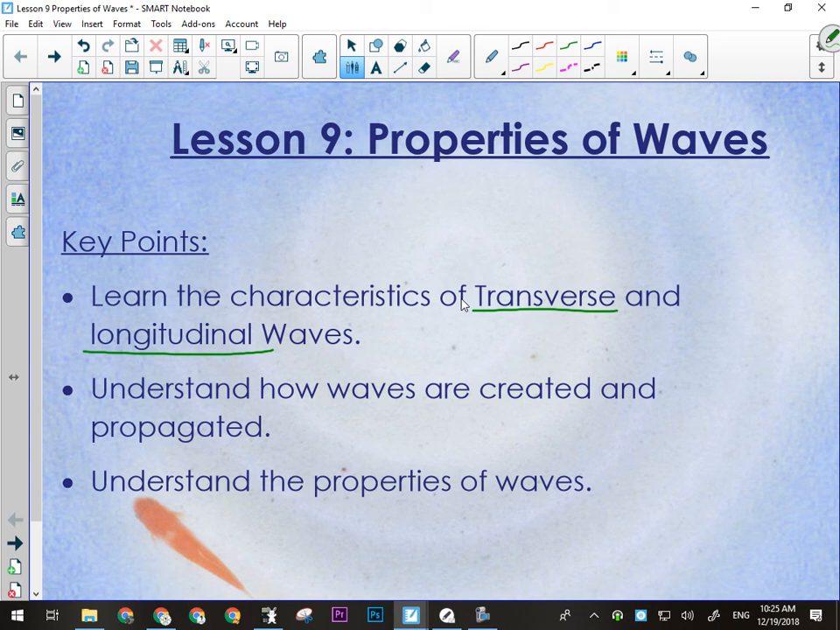So we'll be looking at that. We're going to look at how waves are created and, more importantly, how they're propagated. That is how they continue to travel. And we're going to look at the various properties of waves, which, as we already said, are very similar to the properties of a simple harmonic oscillator. We'll be talking about things like period, frequency, amplitude, equilibrium position, all of that kind of stuff still applies to waves.